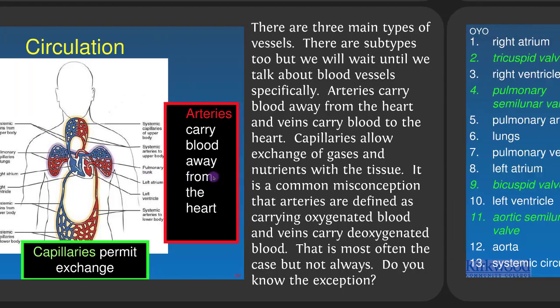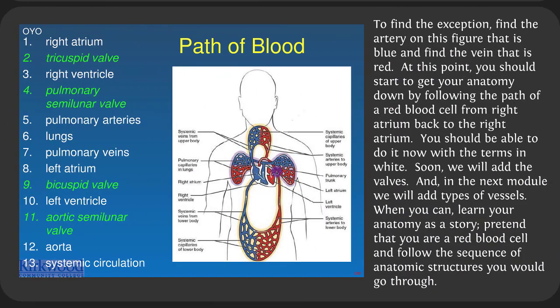And just to continue that thought, the pulmonary veins are returning to the heart from the lungs, where they just picked up a bunch of oxygen. So the pulmonary veins are actually carrying oxygenated blood. So to find the exception again, find the artery on this figure that's blue and find the vein that is red.